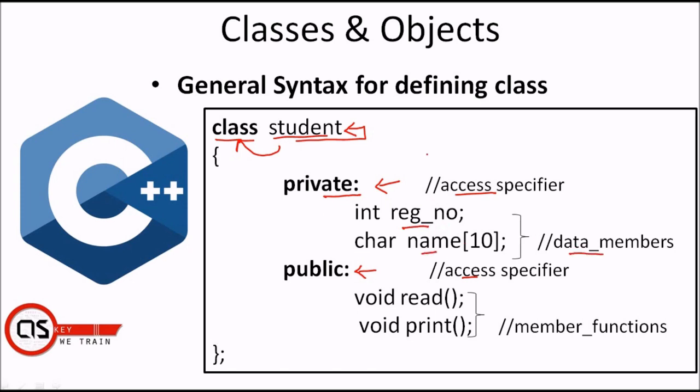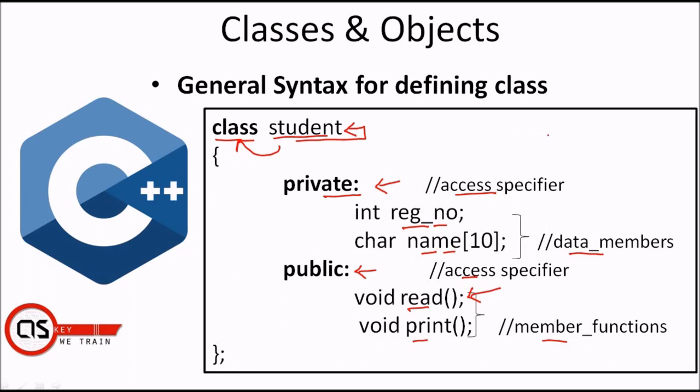They are the variables of your class. So we consider register number and name as the data members of the class, and read and print will act as member functions of your class, where read and print perform the operations on your data members. If I would like to store a value into a register number and a name, I would call a function called read that helps me to store the register number and read the name of the student.